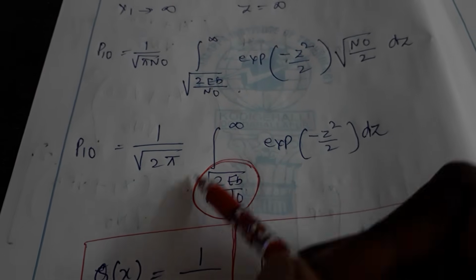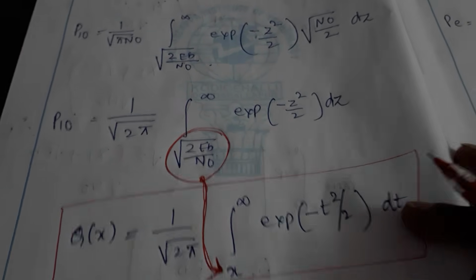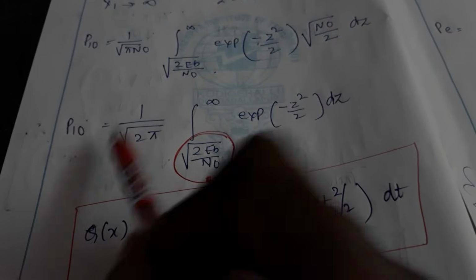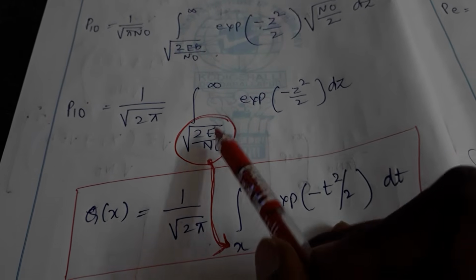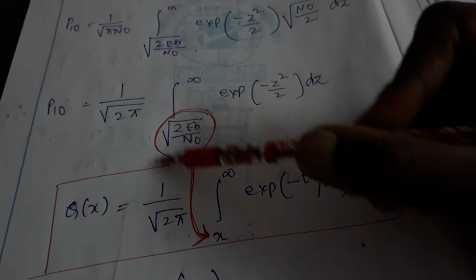So the lower limit, whatever I have got, I am calling it x. Every time I cannot write P10 there. So what I have done here is I have represented Q of x. So what is x actually? x is nothing but the lower limit. Observe both the equations are the same. There is no change in the equation. The only thing is whatever I have got here, I have represented the lower limit by x.